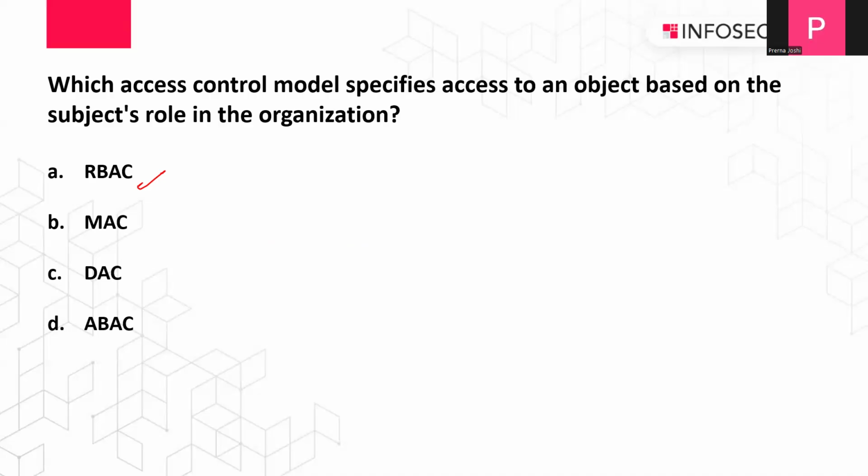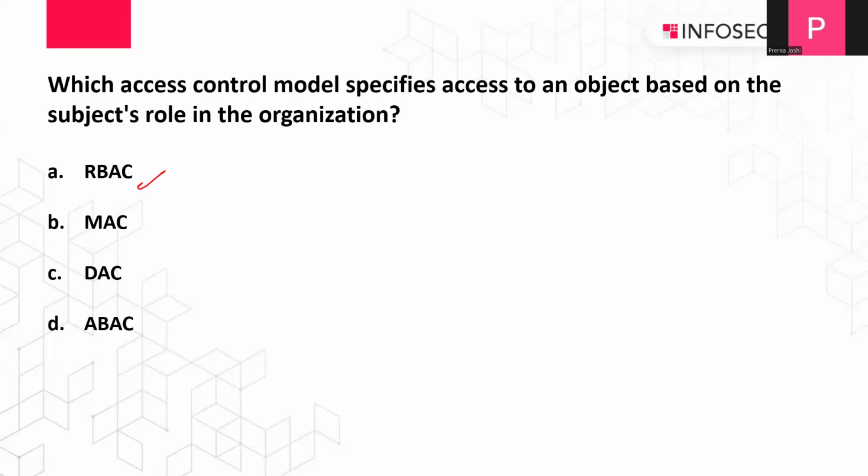Then we have the third one, that is DAC, and DAC is discretionary access control. Here in the DAC, the access permissions are assigned by the owner of the resource. Means if I'm the owner of that file, I'm the one who can decide who has access to my file. So when we do file sharing, that time we use this discretionary access control.